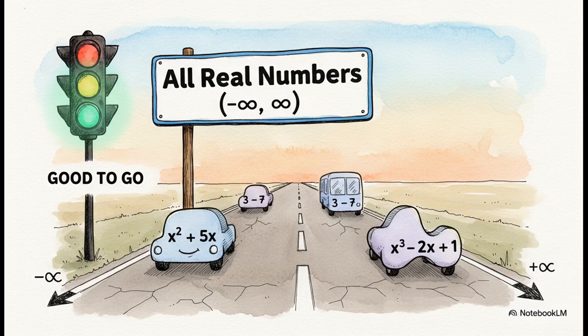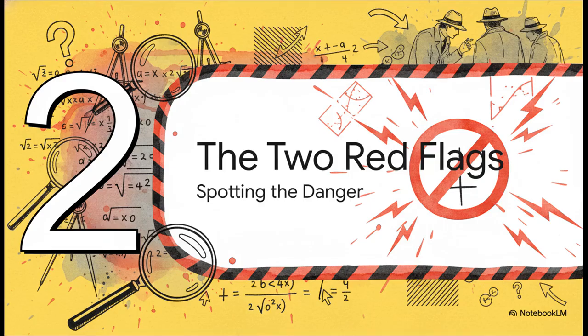But, and there's always a but, right? There are a couple of major exceptions we gotta watch out for. And this is where our detective work really kicks into gear. We have to learn how to spot the two main red flags, the things that scream at us, hey, the domain here is restricted. These are the danger zones we're on the hunt for.